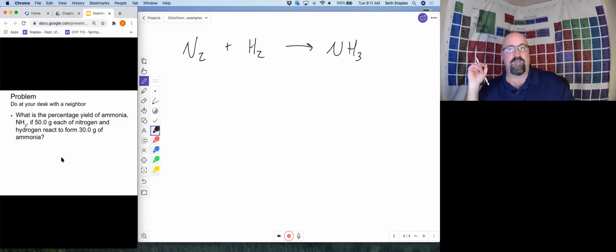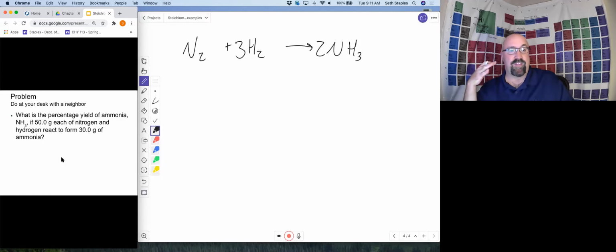So this is all just given to us in the problem. Now we need to balance this equation. We have 2 nitrogens on our reactant side, only 1 on our product side. So we're going to put a 2 in front of our ammonia. That now gives us 6 hydrogens. We only have 2 on our reactant side, and so a 3 in front of our H2 takes care of that. And so let's use the comparison of molar ratios in order to do this problem.